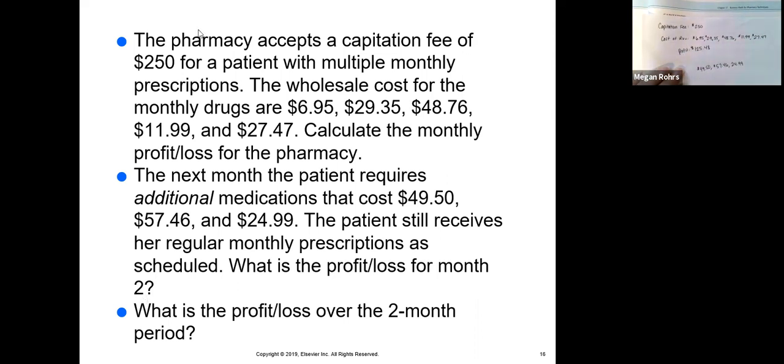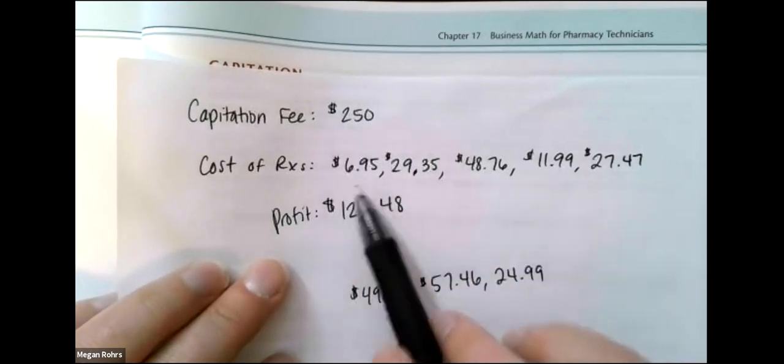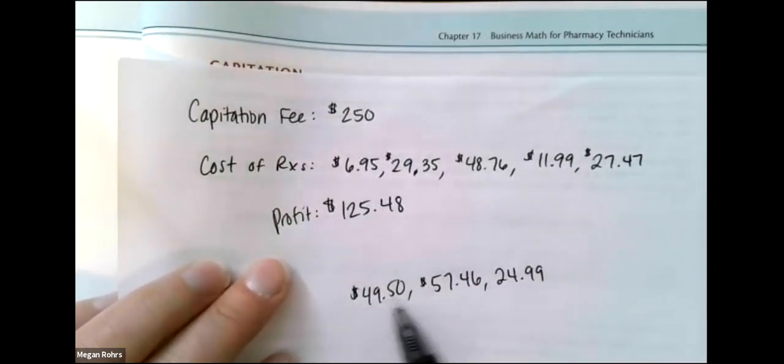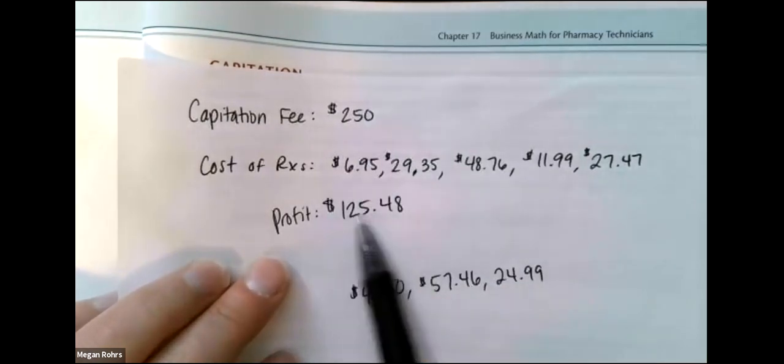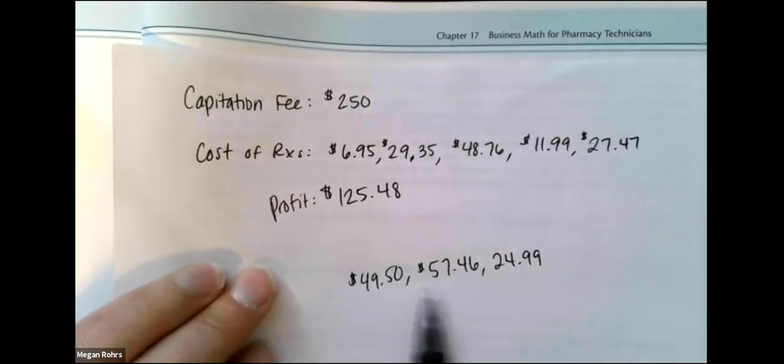Well, let's look back here. We're getting this capitation fee every month. So we're actually getting paid this $250 again, but she's just getting these additional medications. We already determined the profit for the month for the regular prescriptions. So all we really need to do is subtract out these 3 others to find the profit or the loss for the next month. Now, if you wanted to, you could start with $250 and subtract all of these out again, but we already know the difference here. So let's just take this number, the $125.48, and subtract out the rest of these prescriptions.